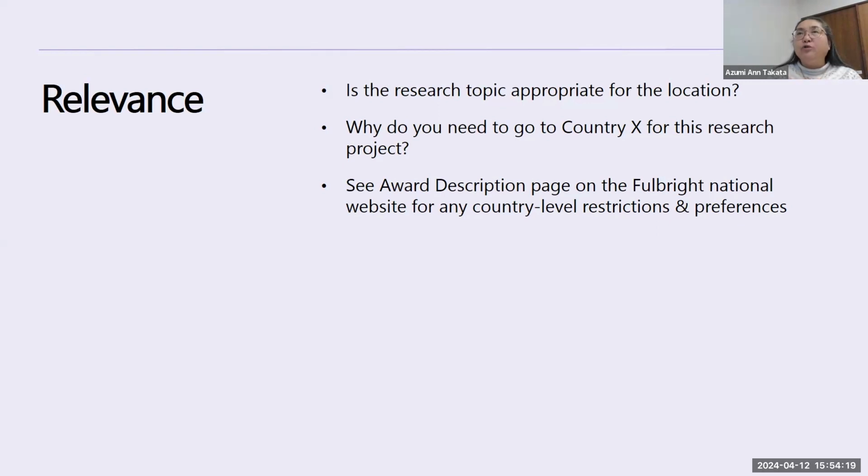affiliations, what's required, and you will see that there are certain countries that have some restrictions and preferences in terms of research topics, disciplines, and things of that sort. So these are important things to pay attention to.